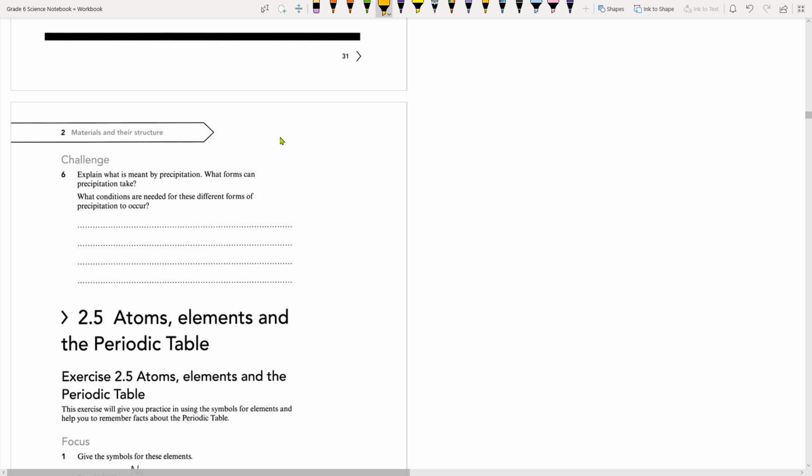Explain what is meant by precipitation, right? Now, this is a new term for you, so that's why I'm going to do this one. So what forms can precipitate take? What conditions are needed for these different forms for the precipitation to occur?